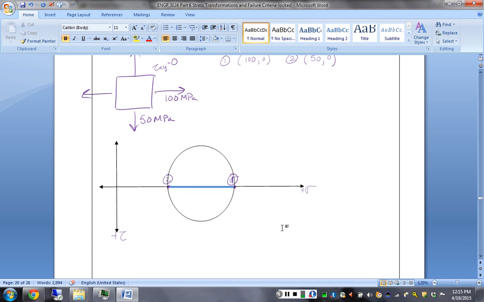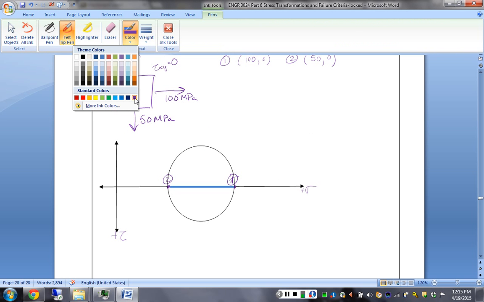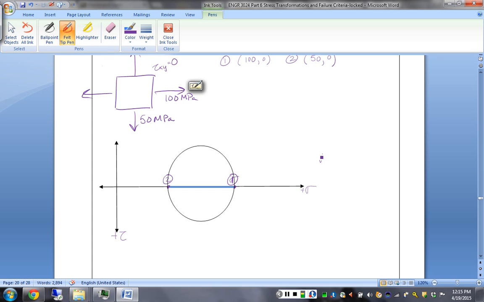Well, this is a bit of a trick case. We still need to figure out what our sigma A and sigma B are, and we do that with the fact that sigma average is sigma x plus sigma y divided by 2. So our average in this case is 100 plus 50 divided by 2. So that's 75 megapascal, which is right in the middle.